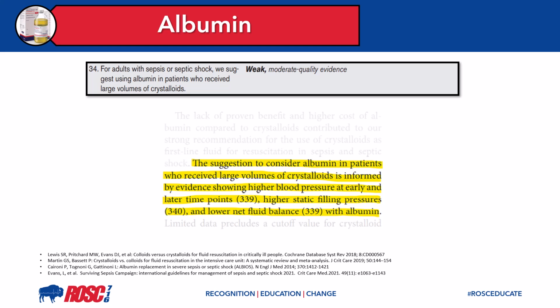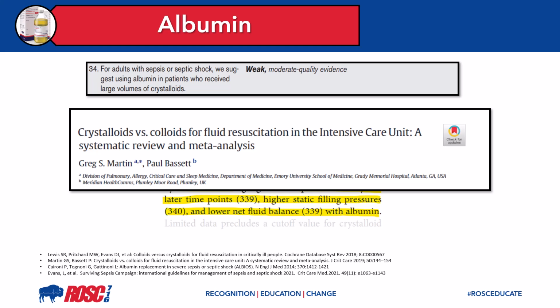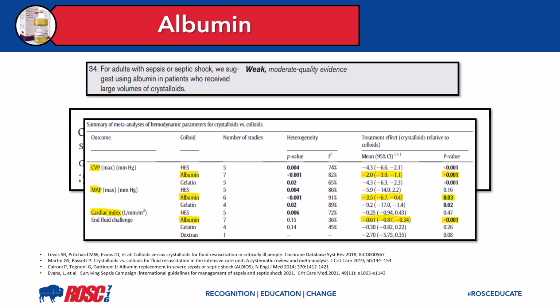Let's dig into this rationale just a bit deeper here. So first we have the meta-analysis from Martin and Bassick. And they were asking a clinical question just a little bit different. They were asking, are crystalloids sufficient for volume replacement during ICU stay? And they concluded that crystalloids were less efficient in volume resuscitation during ICU stay. And this was based on some hemodynamics. So let's take a look at this. There was a statistically significant difference in CVP. You can see in the albumin group, you have a mean difference of 2. There's indeed a difference in MAP. In the albumin group, there's a mean difference of 3.5.